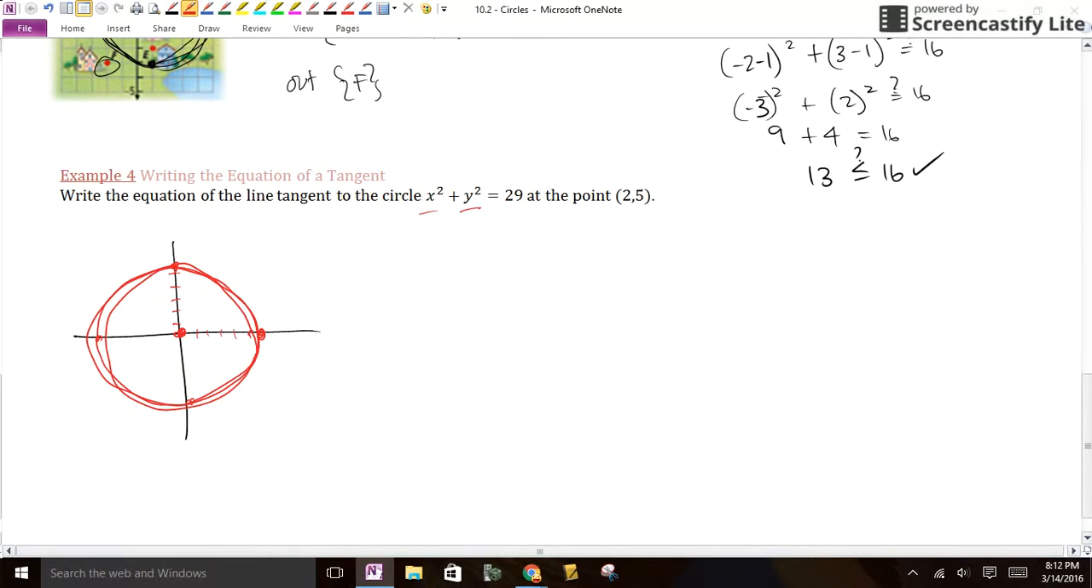And they say, write the equation tangent to 2, 5. So 2, 5 is sitting right here. And the tangent line means a line that's just going to touch at that point. So it's got to be a straight line, and it's got to touch just at that point. So it's going to look something like that.